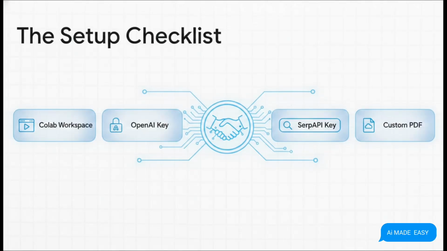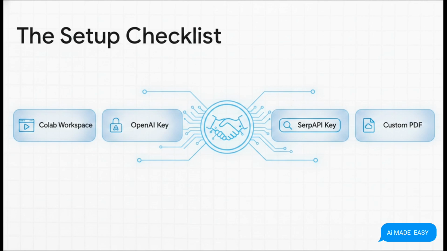Think of Google Colab as your friendly, cloud-based sandbox. It's an environment where code runs right in your web browser, which is amazing because it means you don't need to install any complicated software on your own computer to get started. For this build, you really just need a few basic ingredients. First, your Colab workspace, then an OpenAI API key and a SERP API key. Think of these API keys as a simple, secure handshake between your little notebook sandbox and the massive, powerful language models living out on the web.